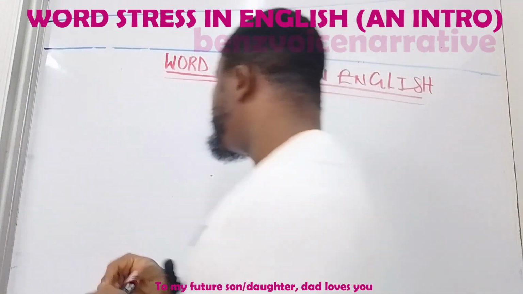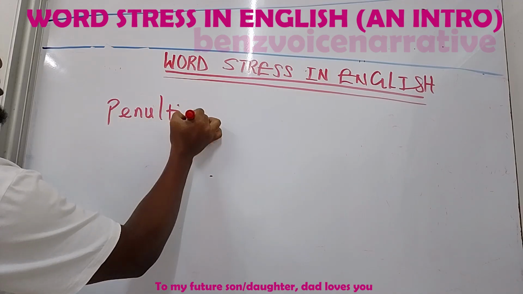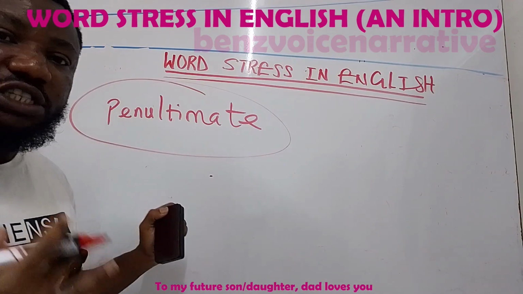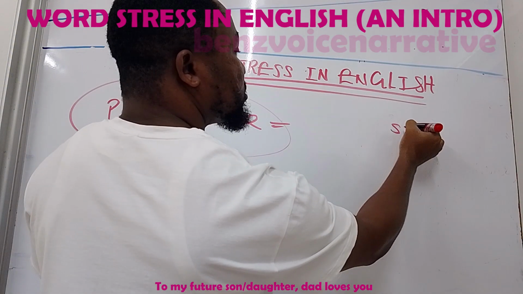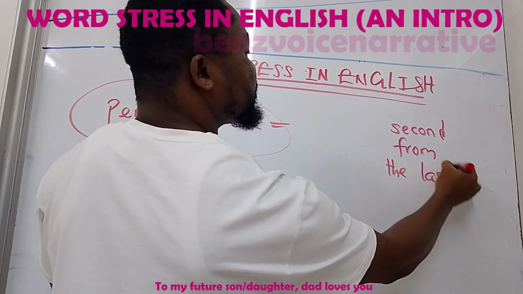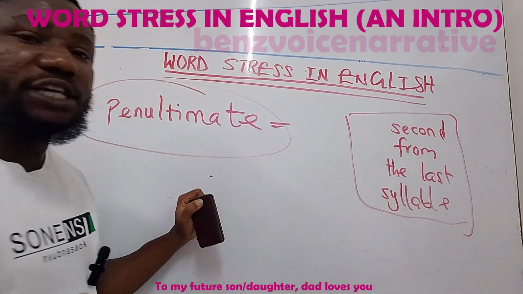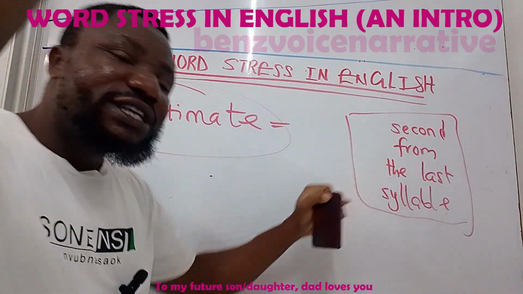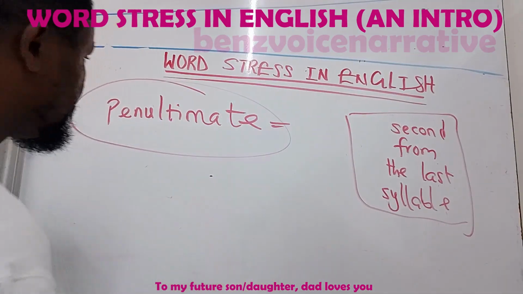Now, let's understand this before we go. If you hear the word penultimate, I'm going to be using this word frequently as we continue on this journey. Now, the word penultimate simply means second from the last syllable. Every time you hear me use this word penultimate, know that what it means is the second syllable from the end of the word, the second syllable from the last one. So let's have an example.